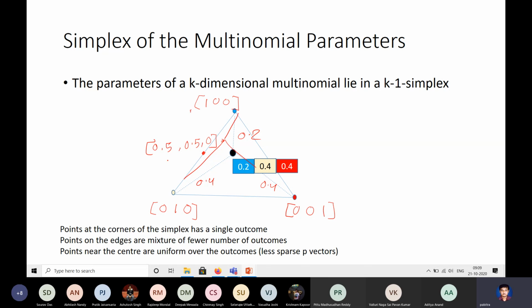And something which is in the middle would be uniformly distributed between red, blue and yellow. This black point in the middle is the equivalent of an unbiased coin. It's the equivalent of an unbiased three-faced dice. All the faces are equally probable. So this is how we represent it as a simplex.